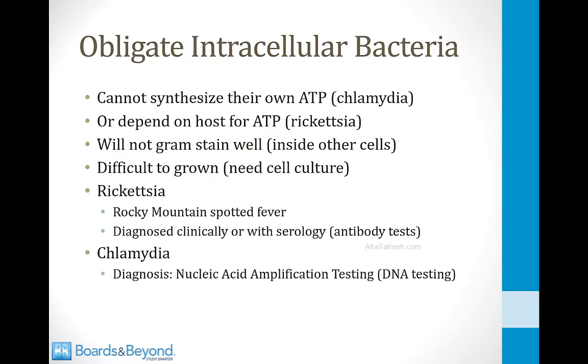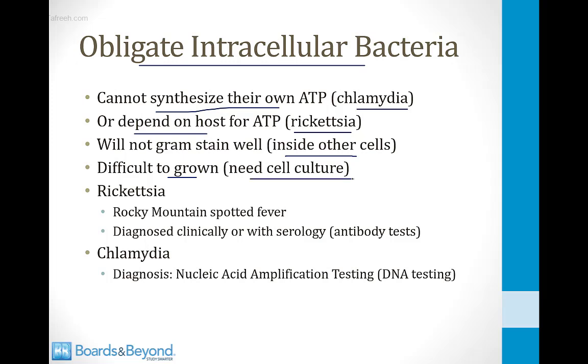The final topic for this module are the obligate intracellular bacteria. These are bacteria that either cannot synthesize their own ATP, that's the case for chlamydia, or they depend on host ATP to initiate growth, that's the case for rickettsia. Obligate intracellular bacteria do not gram stain well because they're found inside other cells, and they're usually difficult to grow. You need to have a special cell culture where there are cells for the bacteria to grow inside.